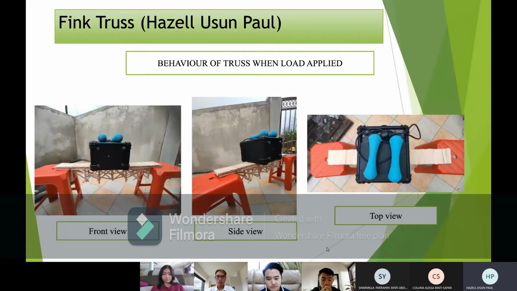And the advantages of this truss is they can be effective in transmitting loads to the support as spring truss rely more on the diagonal members. And when load was applied on this bridge, it slightly bent. Thank you.